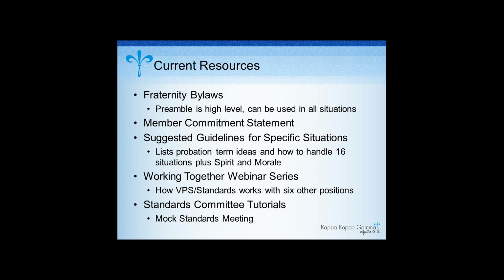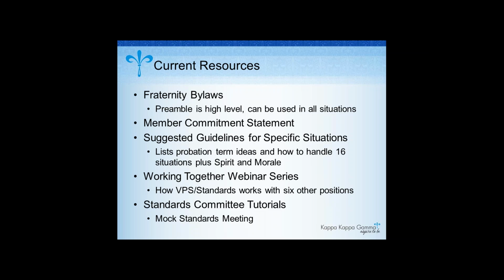Another really great resource is the suggested guidelines for specific situations. It lists probation term ideas and how to handle 16 situations, plus how to do some spirit and morale type stuff. This is really helpful, so that if there's a specific situation, usually there's a term on there that can be useful.